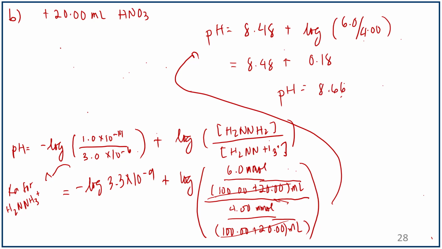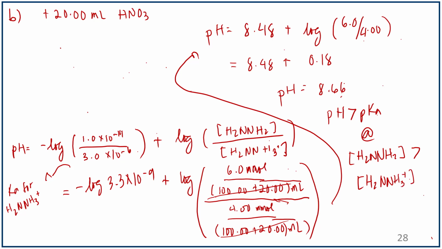8.66. And again, at this condition, note that the pH is actually greater than the pKa. And remember that this is the point at which the concentration of the weak base, hydrazine, is much greater than the concentration of its conjugate acid, hydrazonium. And then next, we are going to work with letter C. So what if you have plus 25.00 ml of nitric acid?